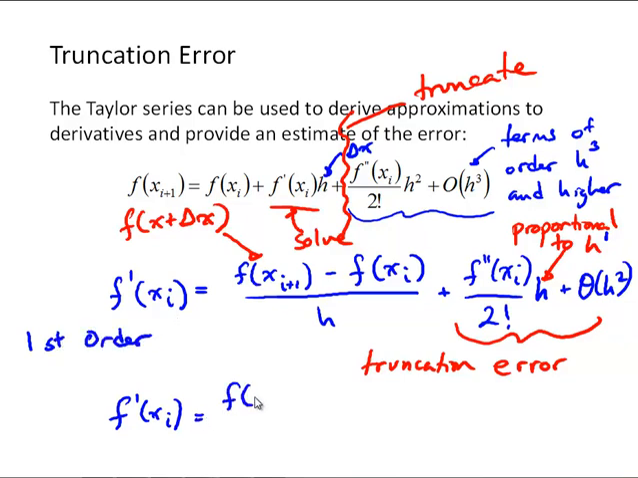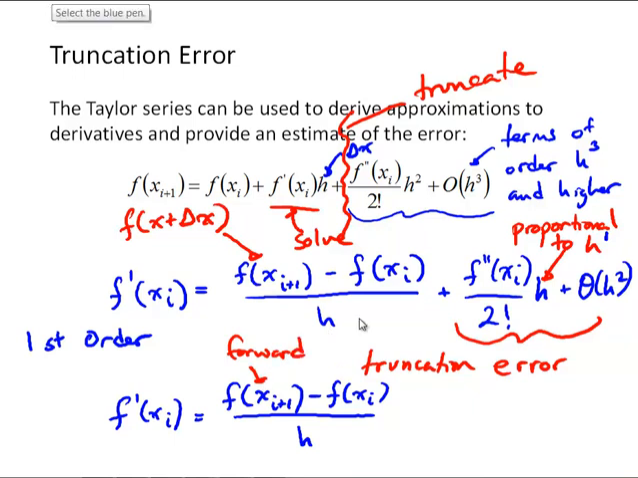And we're looking forward to xi plus 1 to calculate the finite difference. So it's a first order forward finite difference approximation. So we're just going to lump all those higher order terms into some order h, so we know it's first order.